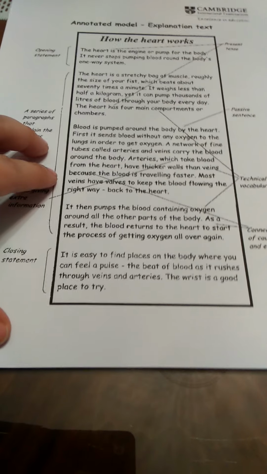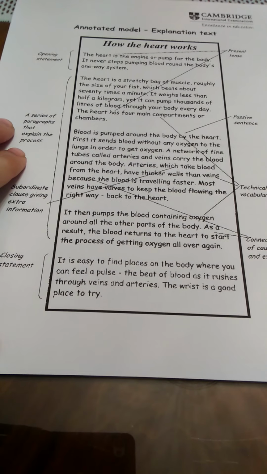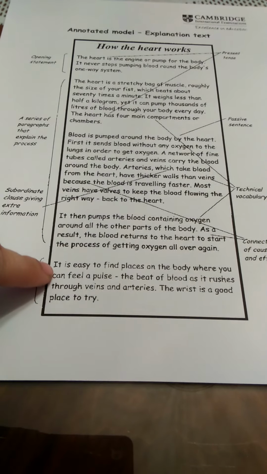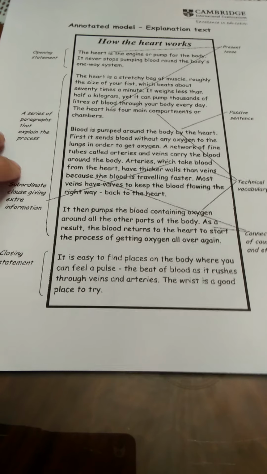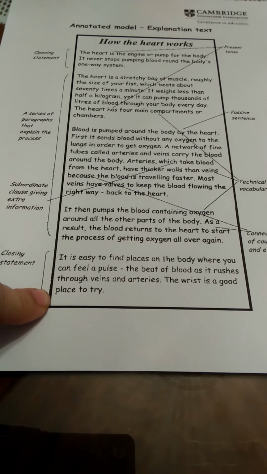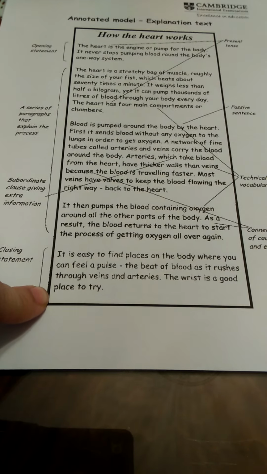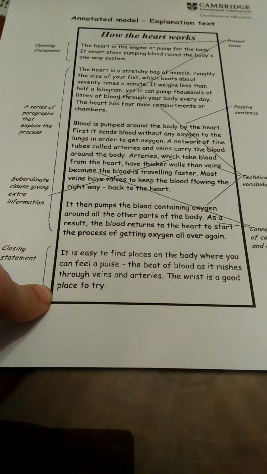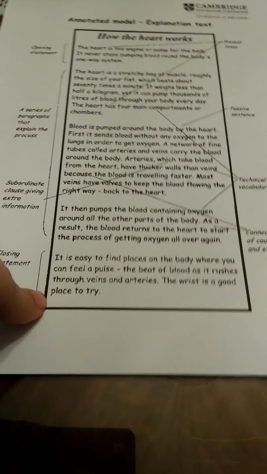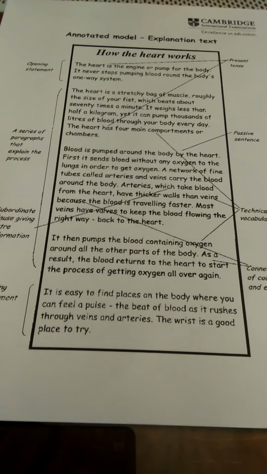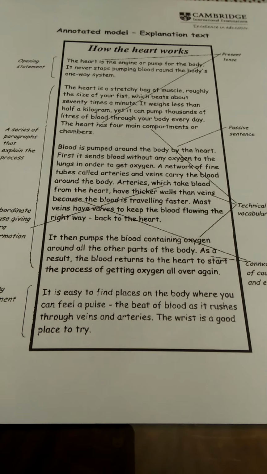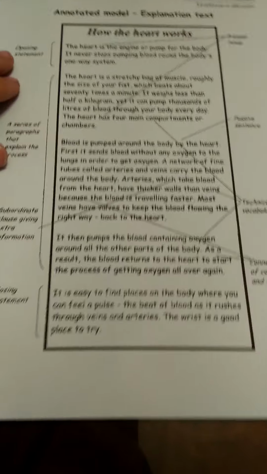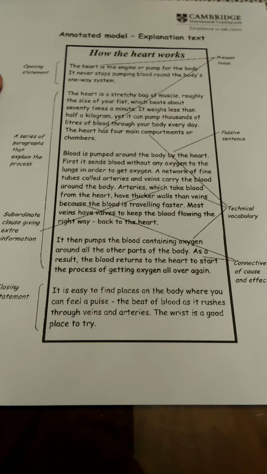Then comes the ending or closing statement. It is easy to find places on the body where you can feel a pulse, the beat of blood as it rushes through veins and arteries. The wrist is a good place to try. So this is an example of an explanation text with all the features in it.